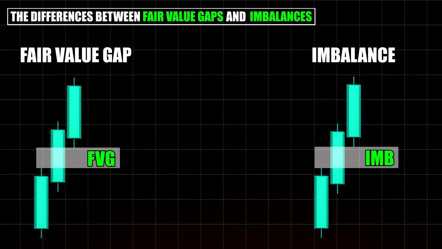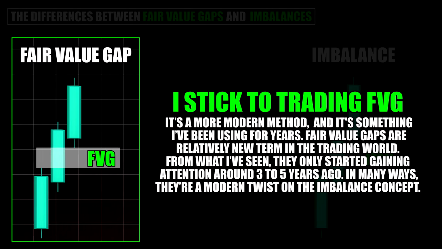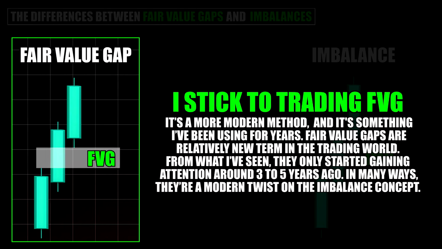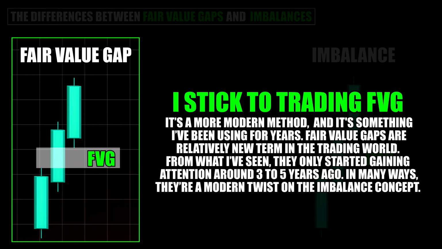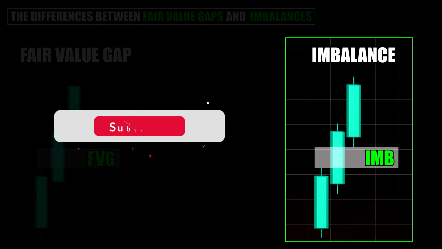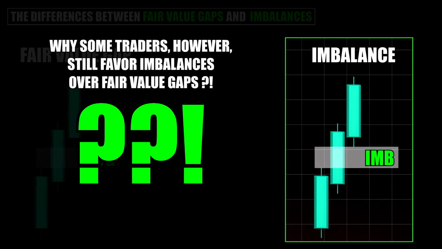Personally, I stick to trading fair value gaps. It's a more advanced method, and it's something I've been using for years. Fair value gaps are a relatively new term in the trading world. From what I've seen, they only started gaining attention around 3 to 5 years ago. In many ways, they're a modern twist on the original imbalance concept. So what I'll do next is take you to the charts and walk you through why some traders, however, still favor imbalances over fair value gaps.